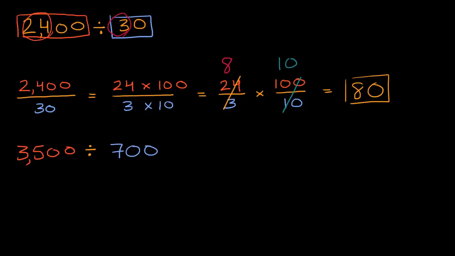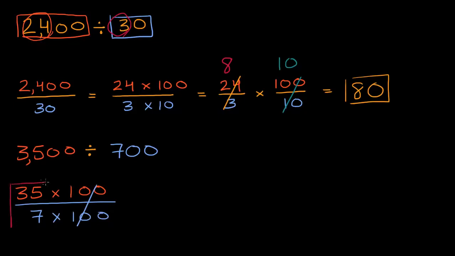As we just did, we could view this as 3,500 over 700. 3,500 we can view as 35 times 100, over 7 times 100. Now the 100s cancel out, and we're just left with 35 over 7. What's 35 divided by 7? Well, that is going to be equal to 5.